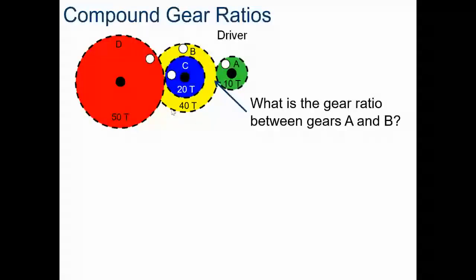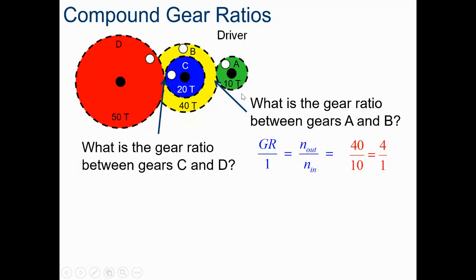So let's take a look at what that would look like. For this one, you have A and B, which is our first gear train. A is the driver, the input, and B is the output. So we want to look at the gear train here. It is going to be the output, which is 40 teeth, divided by our input, which is 10. So we get 40 over 10, which is a 4-to-1 ratio.